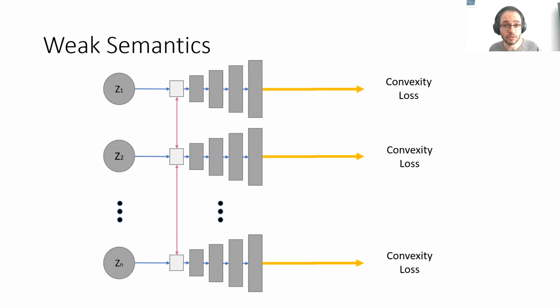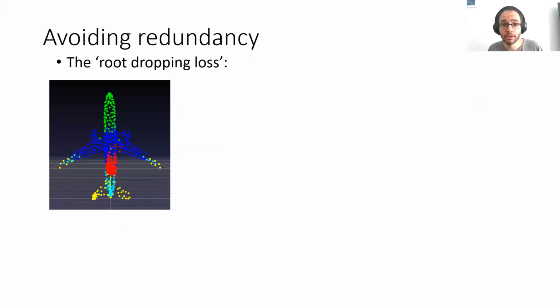And if the rest of the clouds can cover the rest of the chair, well, the discriminator will still see a full chair cloud and it won't complain. What do we do? We invent a new kind of loss, which we call the root dropping loss.